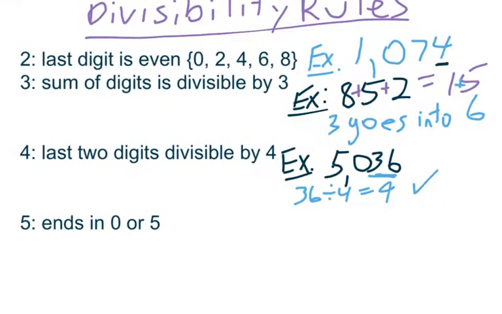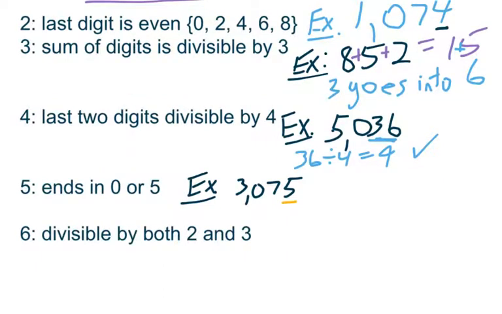Alright, 5 is probably one of the easiest ones. You just look at the last digit and see if it ends in a 0 or a 5. And to figure out why this works, just think about the multiples of 5: 5, 10, 15, 20, 25, 30. They all end in a 0 or a 5. So a little example there, we'll say 3075 ends in a 5, so it's divisible by 5.